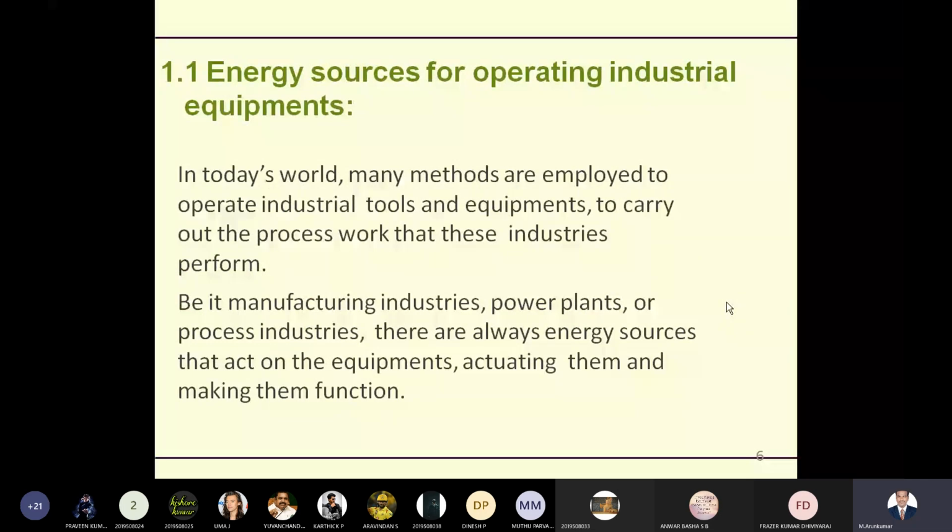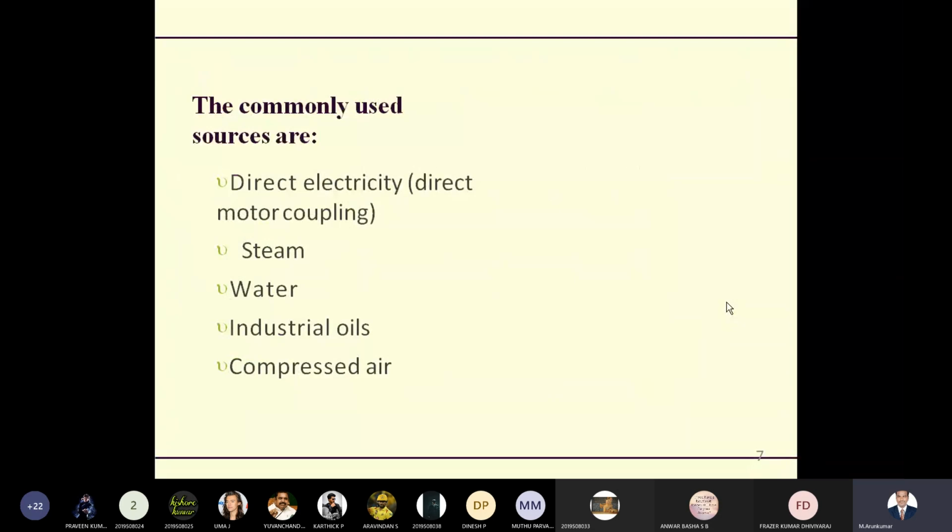In today's world, many methods are employed to operate industrial tools and equipment and carry out the process work that industries perform. In manufacturing industries, power plants, or processing industries, there is always an energy source that acts on the equipment, actuating them and making them function. We have lots of methods to activate the equipment. The commonly used sources are direct electricity, steam, water, industrial oils, and also compressed air.